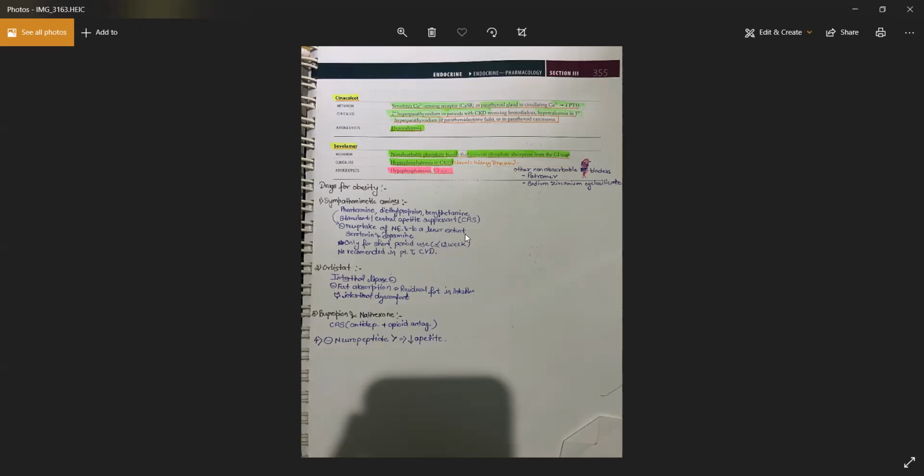Is that okay? Yes, okay. So with these facts, your endocrine is completed now. From tomorrow we will study the GIT, and we will wind up here for today.